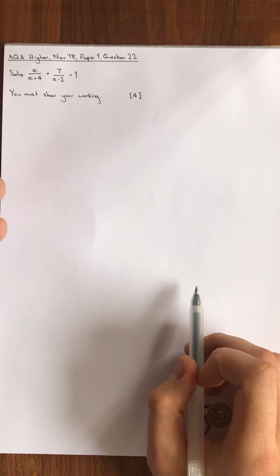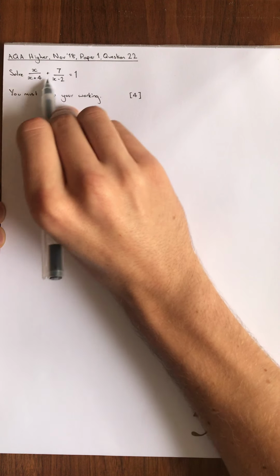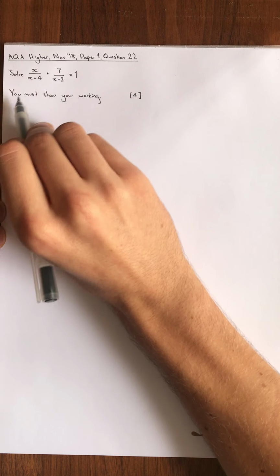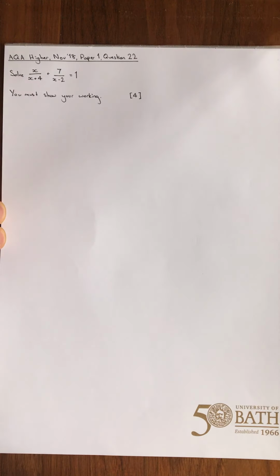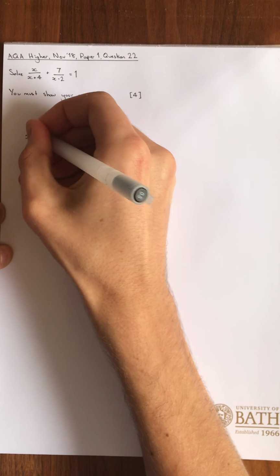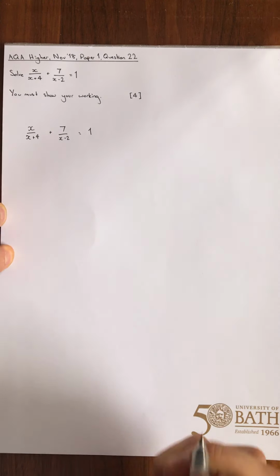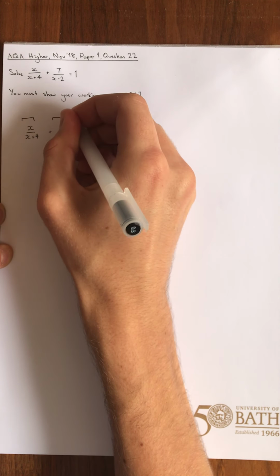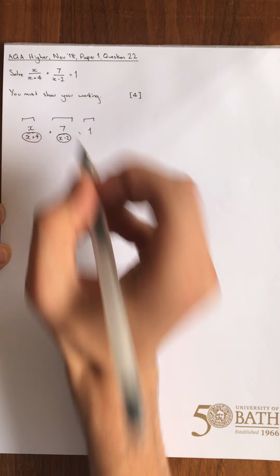So what we're going to do to solve this is multiply each of the terms. There's 3 terms here. We've got this x over x plus 4, this 7 over x minus 2, and this 1. We're going to multiply each one of these by both of these bottom terms. So I'll show you exactly what I'm talking about. If we have x over x plus 4 plus 7 over x minus 2 equals 1, we're going to multiply each of these terms by first the x plus 4, and then the x minus 2.